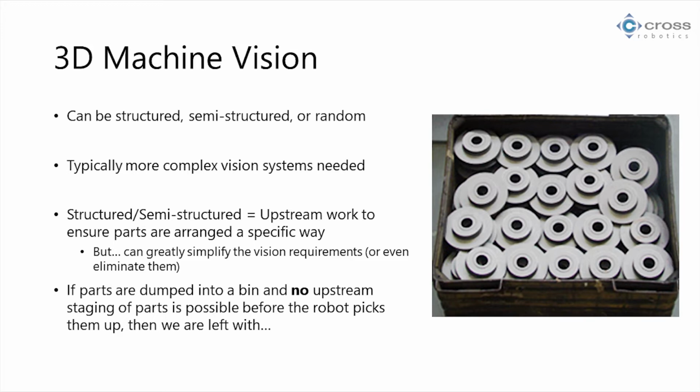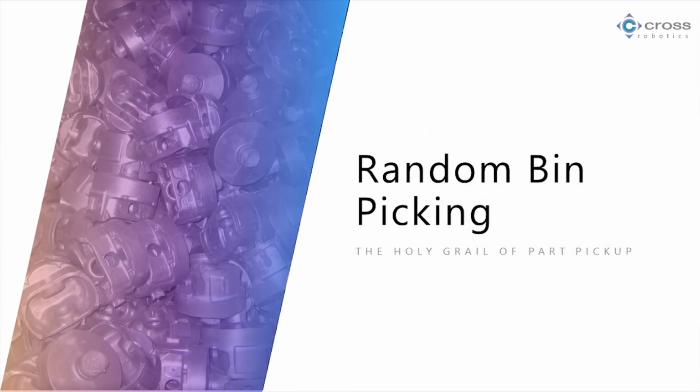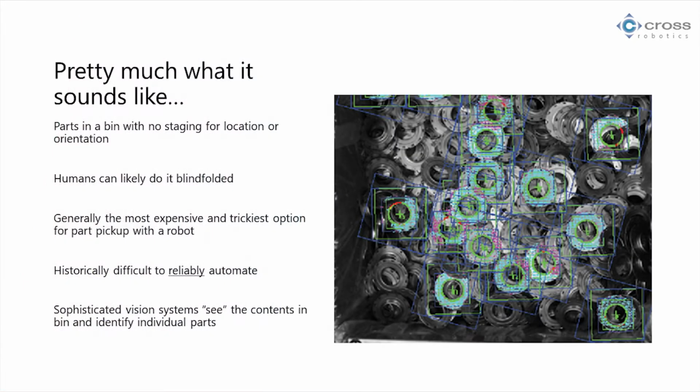You have to basically retool the entire process, right? So if you can't do any of that upstream staging, then we're left with random bin picking, right? And I say the holy grail of part pickup because this has been one of the most difficult things to reliably automate. There's a ton of solutions out there, but it's been hard to get a process completely robust historically, right? So random bin picking is exactly what it sounds like.